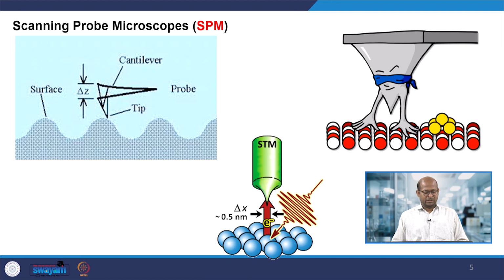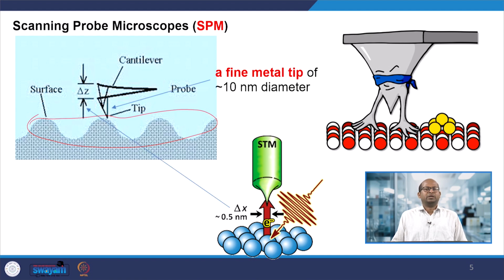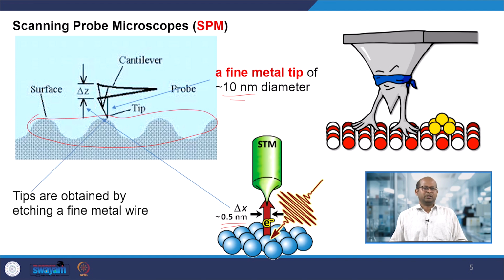Here you can see the surface. It is a rough surface, and there is a cantilever with a metal tip. Once the tip moves from one location to another location, the surface image is obtained. The fine metal tips have a diameter of approximately 10 nanometers, and along the z direction the step size is 0.5 nanometers. Within that level, it can give the image of the surface of the materials we have prepared.